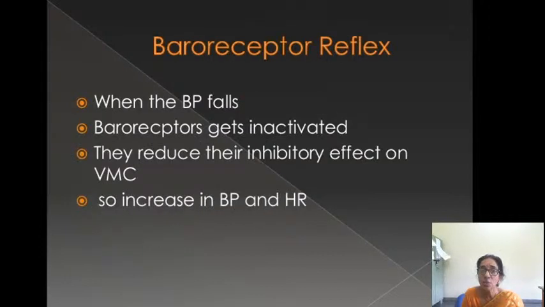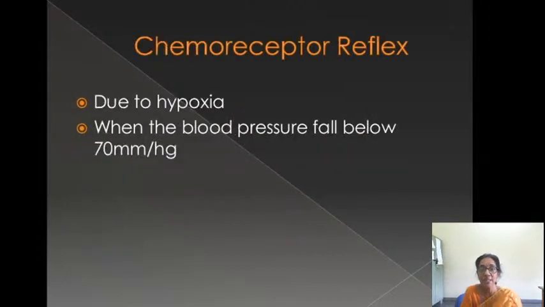So when do these chemoreceptors get activated? Whenever there is some change in your blood chemistry. So whenever there is hypoxia, hypercapnia, acidosis. So whenever I say the blood pressure falls below 70 mmHg, what is this? This is not systolic or diastolic. It is mean arterial blood pressure. Whenever we talk about only one pressure, that means your mean arterial blood pressure. When the blood pressure falls below 70 mmHg, the chemoreceptor reflex gets stimulated.